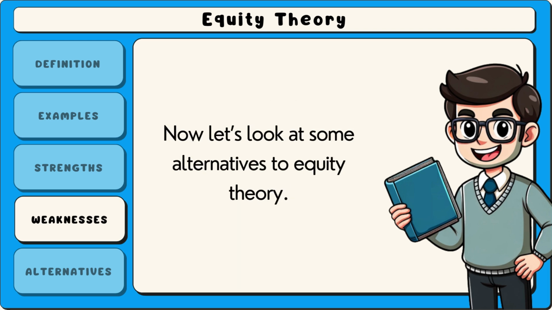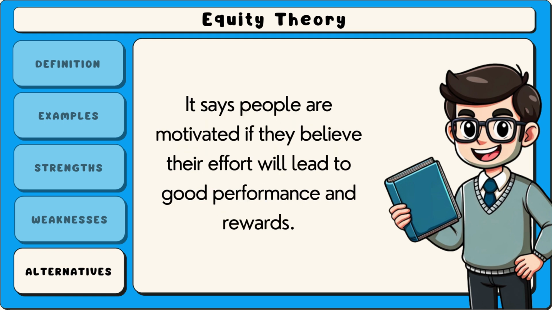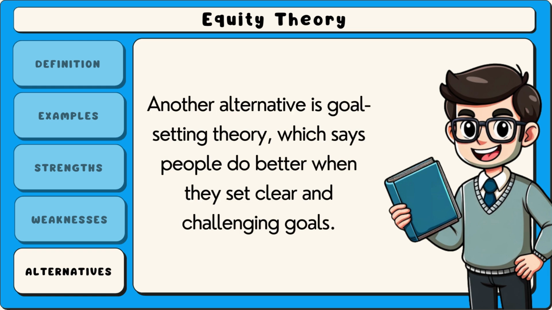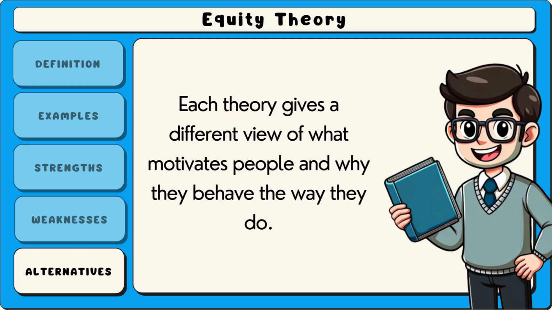Now let's look at some alternatives to equity theory. One alternative is expectancy theory, which focuses on how people decide to act based on what they expect will happen. It says people are motivated if they believe their effort will lead to good performance and rewards. Another alternative is goal-setting theory, which says people do better when they set clear and challenging goals. These alternatives focus more on personal goals and beliefs, while equity theory focuses on comparisons with others. Each theory gives a different view of what motivates people and why they behave the way they do.